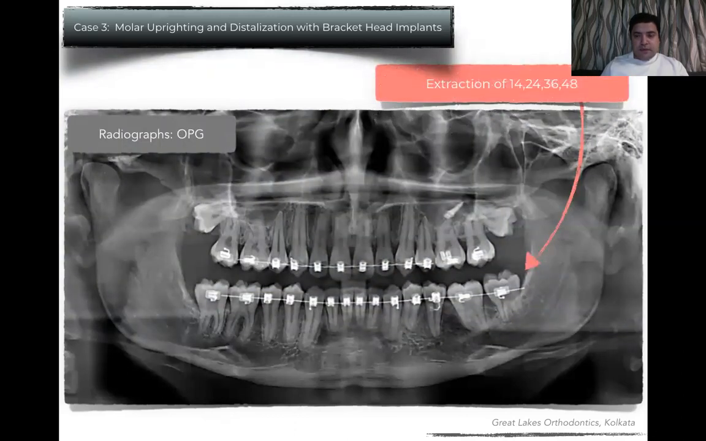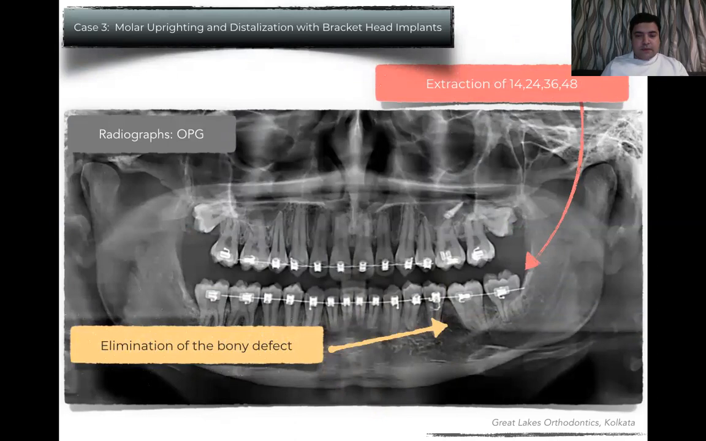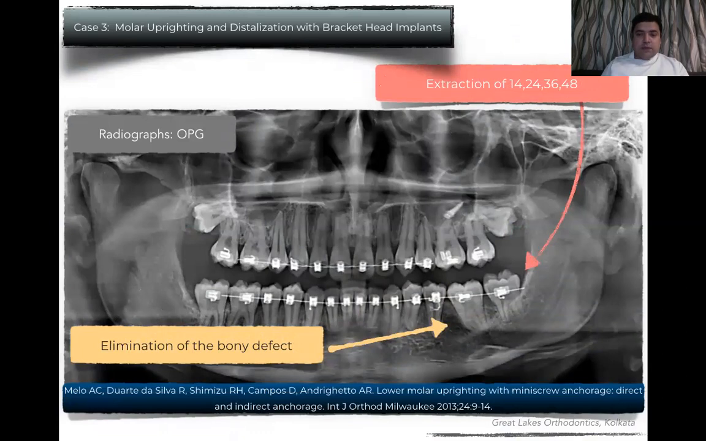Initially, during the course of the treatment, extraction of 1.4, 2.4, 3.6, and 4.8 was done. But the startling result that we got was the elimination of the bony defect. We had removed a huge cyst, and after the 3.7 and 3.8 came into line, there was no bony defect remaining at the end of the treatment, which reconfirms the fact that whenever we do orthodontic tooth movement or molar uprighting, we can eliminate vertical or horizontal bony defects if at all they're there. You can go through this article by Male OAC, which talks about that in detail.